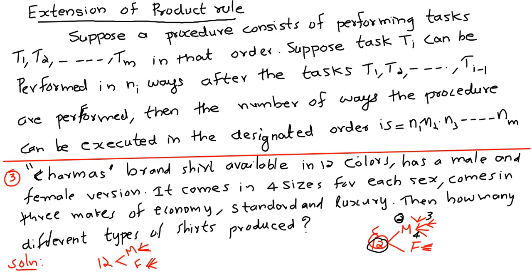What is the total number of different types of shirts? 12 colors, then 2 types for male and female, so 12 into 2. Then 4 sizes, 4 for men and 4 for women, so 12 into 2 into 4. Then last 3. So our final answer is 12 into 2 into 4 into 3.